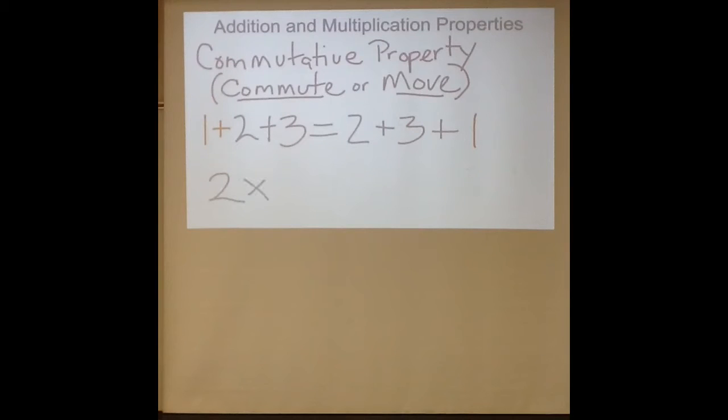We can also use commutative property in multiplication problems. So if we have 2 times 3 equals 3 times 2, as you can tell, we have moved our numbers, and that's what commutative property means. It means moving the numbers, and that's what you need to remember for commutative. To commute means to move. It's like when your parents drive to work, that's called commuting. Well, that's moving.